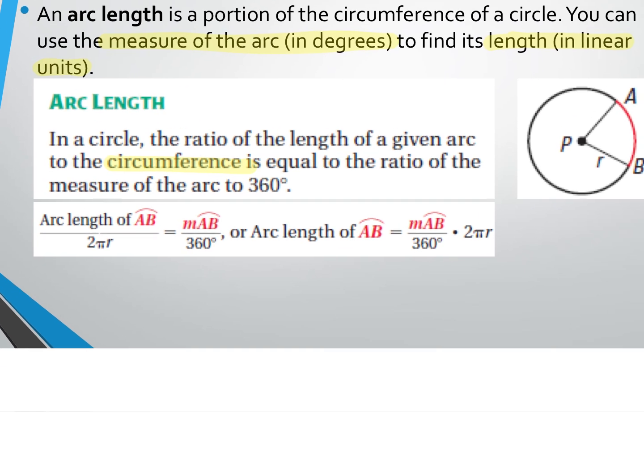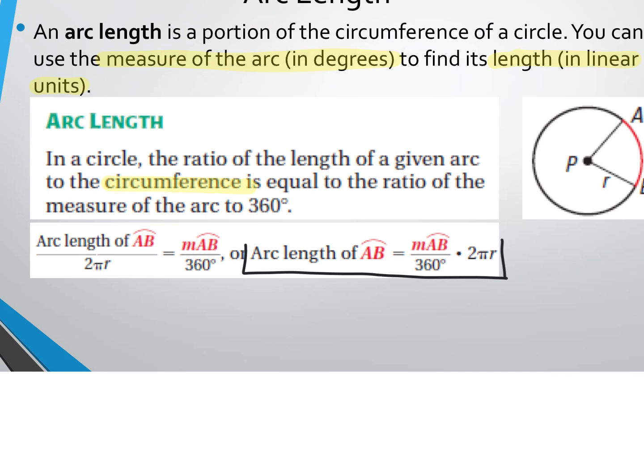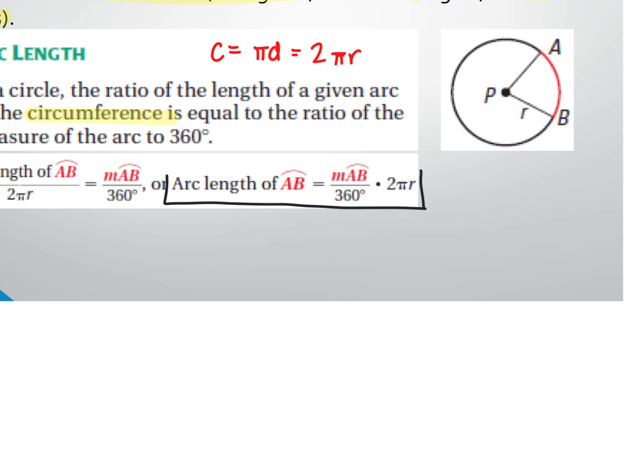Normally, when you're solving for arc length, or they're giving you the arc length, then you have to solve for something else. The formula we're going to use is this one. However, like I said, going back to the previous slide, we know that circumference equals pi times diameter, which also equals 2 pi r. So, a couple ways you can write this. Please pay attention to this. Please understand it. If you don't, stop me and I'll explain it.